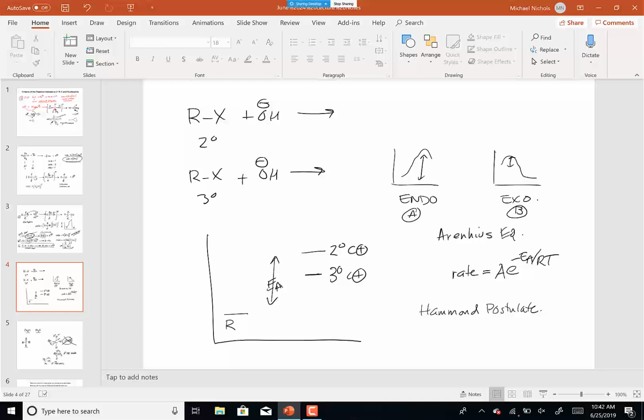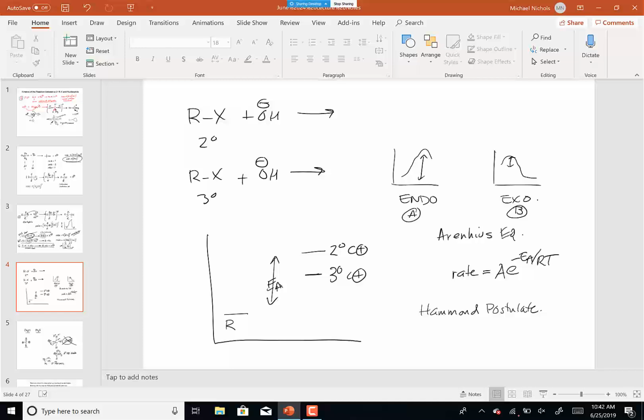11-0. Exo. Why? Lower activation energy. The Arrhenius equation says the lower the activation energy, the faster the reaction. It's all math. Right? But we're trying to do this conceptually.